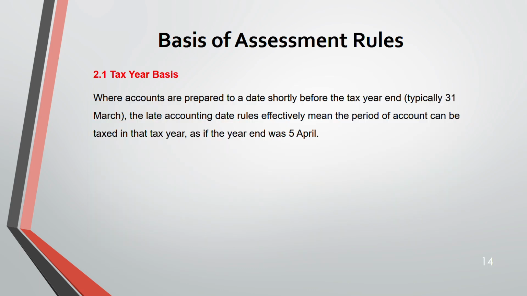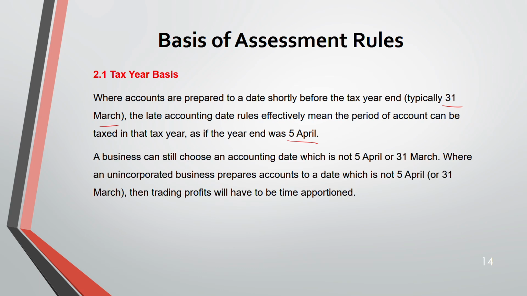Now, it is possible you might prepare accounts, okay, where accounts are prepared to a date shortly before the tax year end. You might even end it before the tax year end. Okay, let's say rather than 5th April, you are choosing 31st March. So in this case, the late accounting date rules effectively mean the period of account can be taxed in that tax year as if the year end was 5th April. So you are assuming the 31st March as 5th April. Okay. 6th to 5th, you are assuming it as 5th April. It's not going to affect so much.